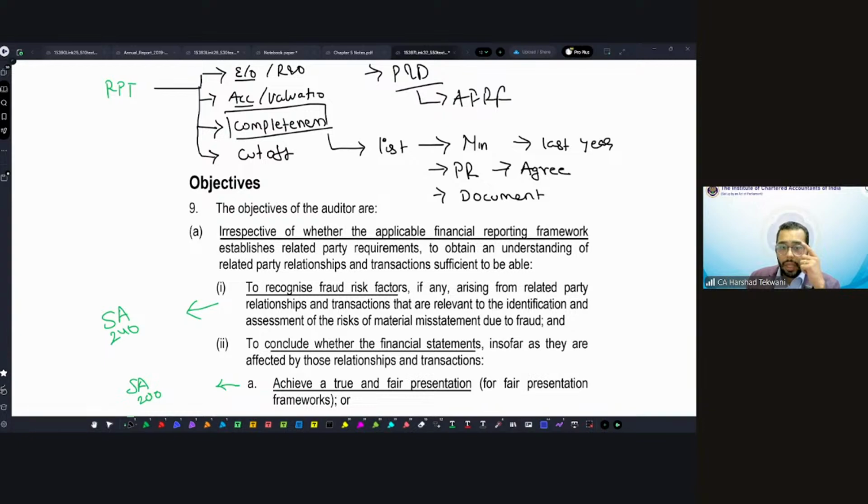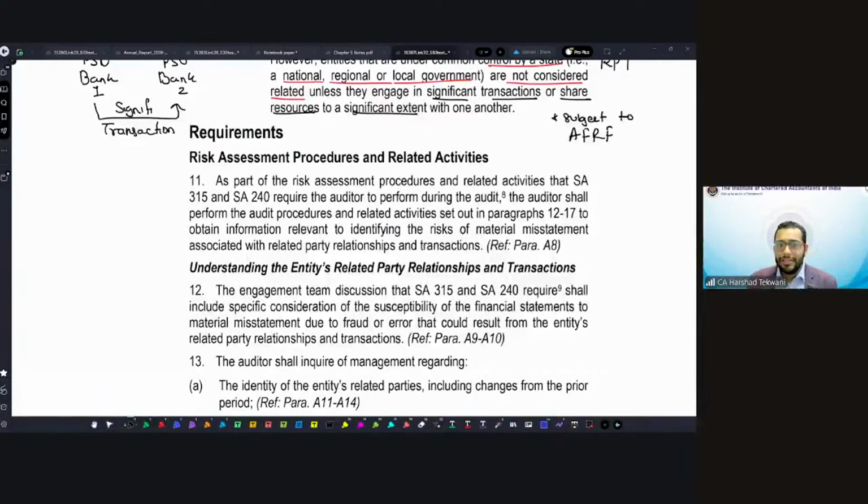Okay, now let's go through what the standard says, and trust me, it is on the same basic part. See what it says: as a part of risk assessment procedures and related activities, as per 315 and 240, we also understood what is 315 and 240. You need to identify risk of material misstatement associated with related party relationships and transactions. When I say risk of material misstatement, this is at the financial statement level and at the assertion level, both. Okay. Now, how will you do that?